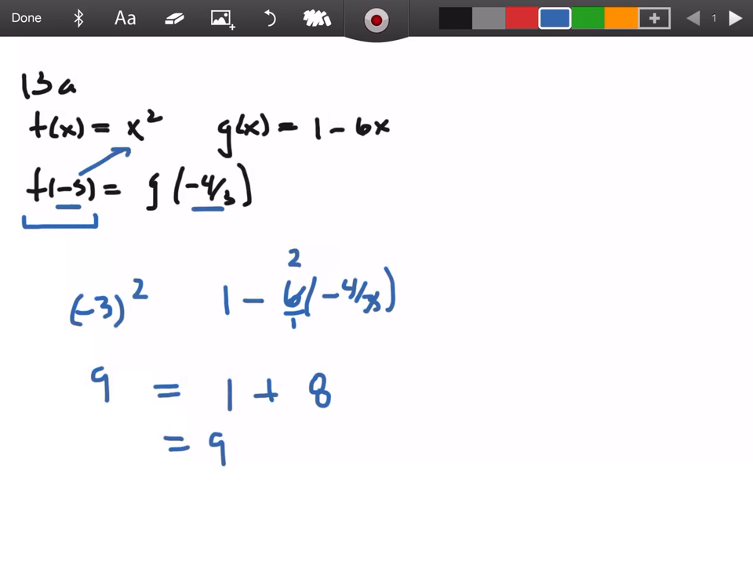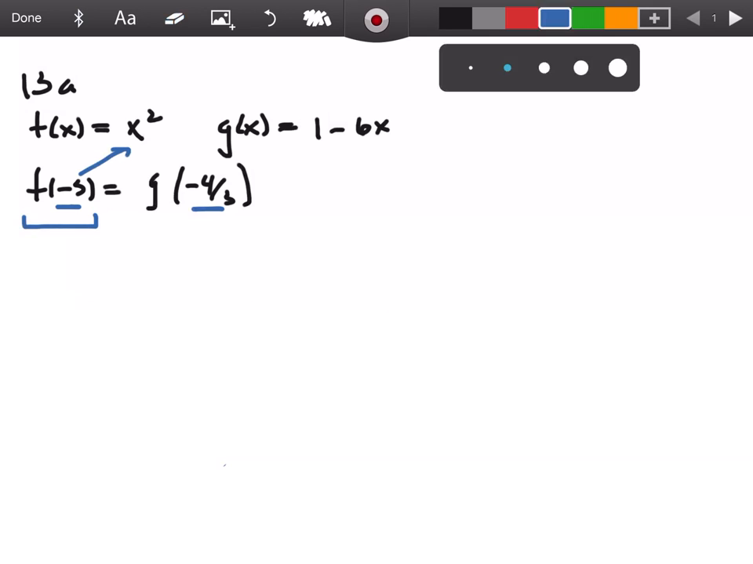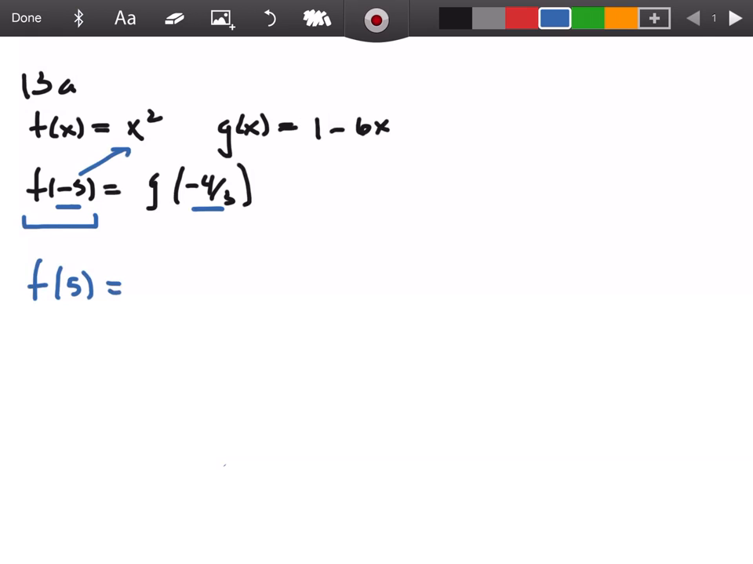Part a is good. Now b, it says find an x such that g of x is the same as f of 5. Okay. Well, first of all, I'm going to erase this part. Let's figure out what f of 5 is, because that part we can do without thinking too much. So f of 5, this is simply going to be put the 5 in for x. So it's 25. So f of 5 is 25.